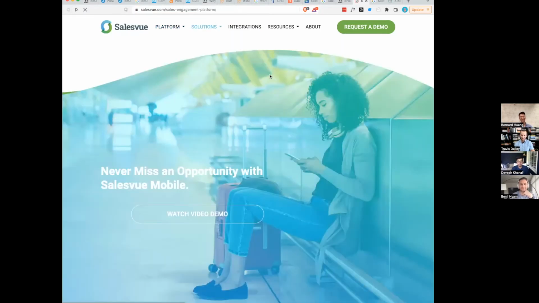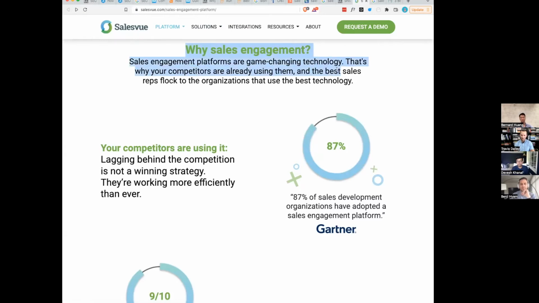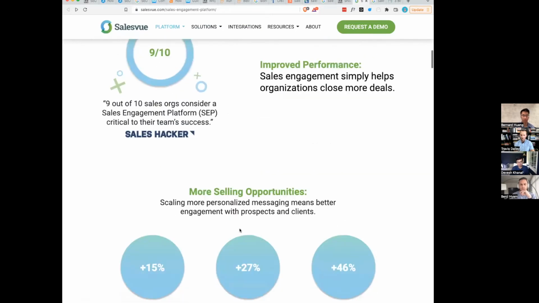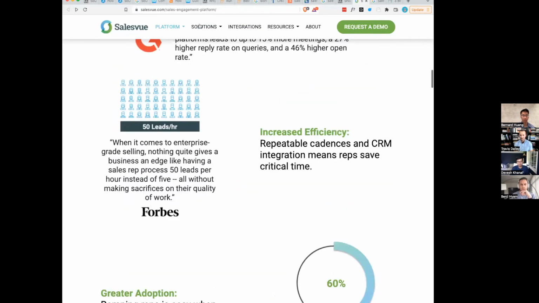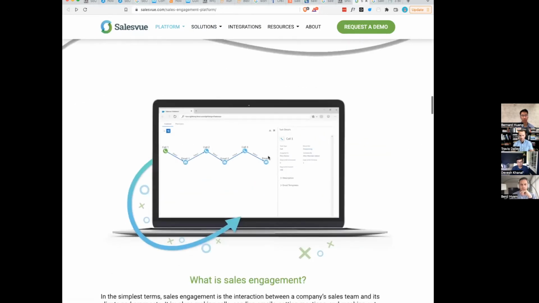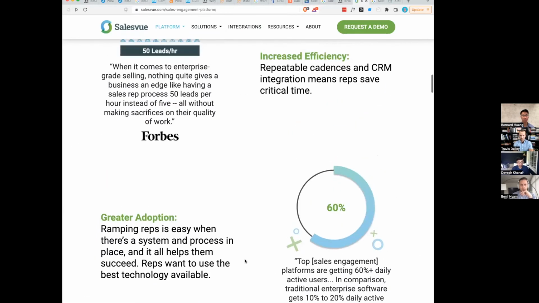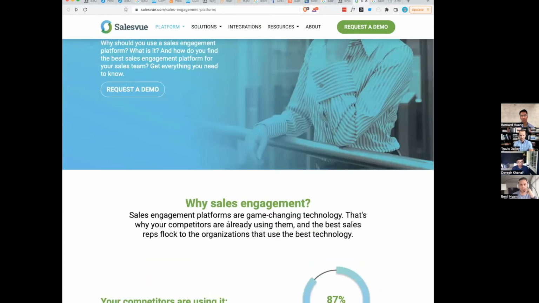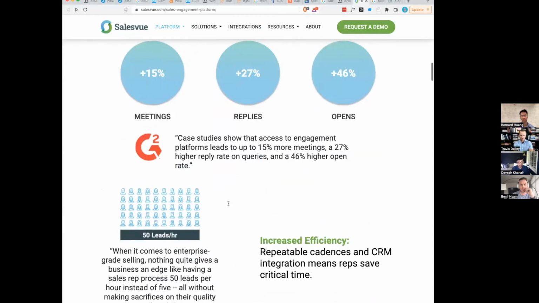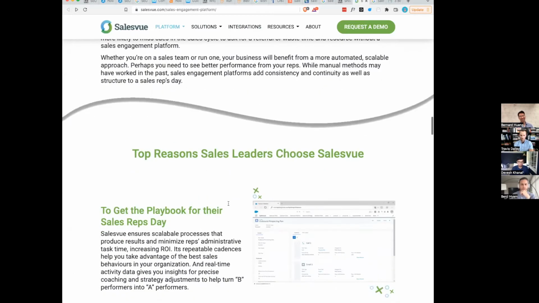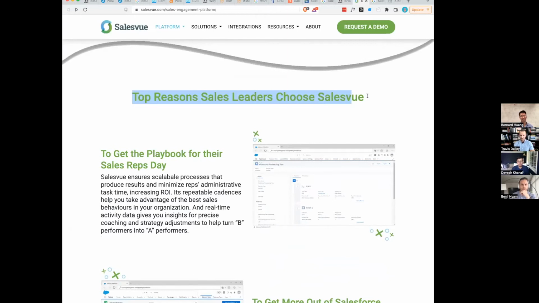If Google needs some of this, you throw that in there once, but do you need an entire section? Gartner, Sales Hacker, like all these people saying this. They're Googling the platform, sell them on why, like where does that come? Wow, two sections on what is sales engagement? Why sales engagement? What is sales engagement? That's too much. Just one of them. Then finally down here, top reasons sales leaders choose SalesView.